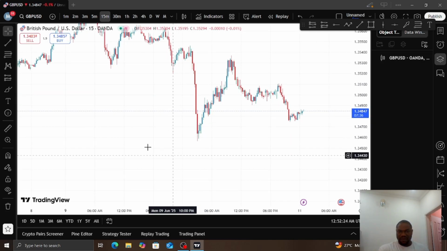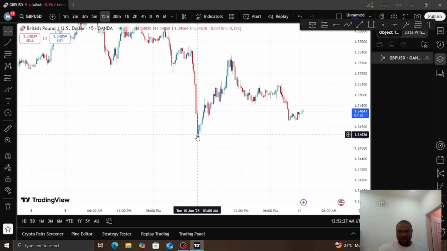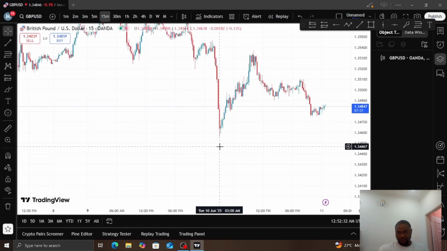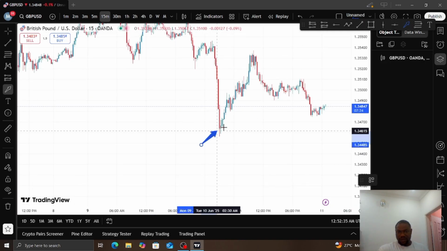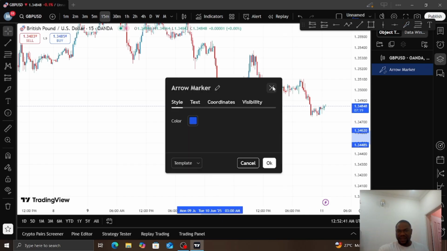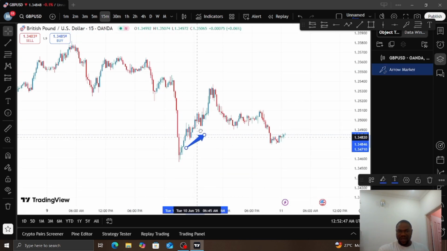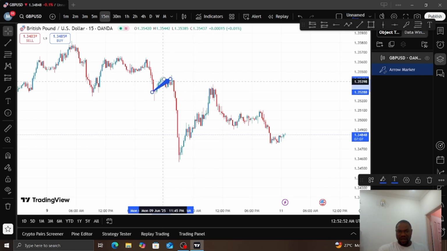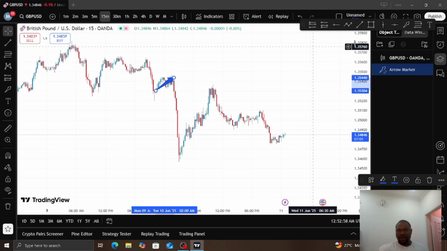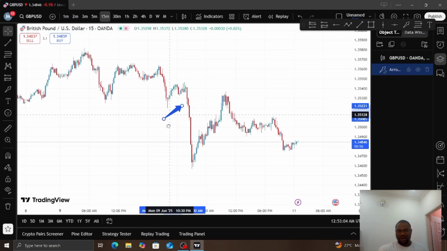Okay, so let's go directly to this chart. You can see the chart here. Let's assume that I came into this market and I have analyzed the market and I want to take a buy from this point. Okay, I want to take a buy from this point, and my target is, let's say, somewhere around here or here, where the price started coming down.